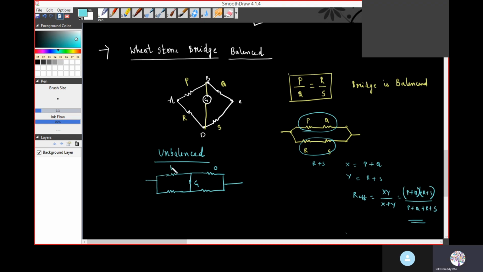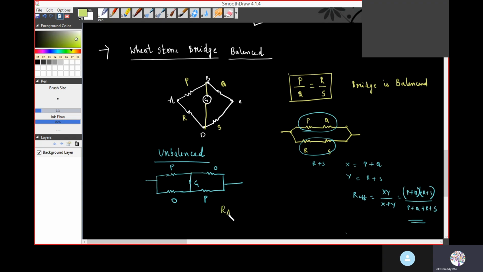So this is P, that is Q, and this is Q, and this is P. You will be given 2 ohm, 3 ohm, and 3 ohm and 2 ohm. Now here P by Q is not equal to R by S, so the potential difference across these two is different. So we cannot remove this resistor.